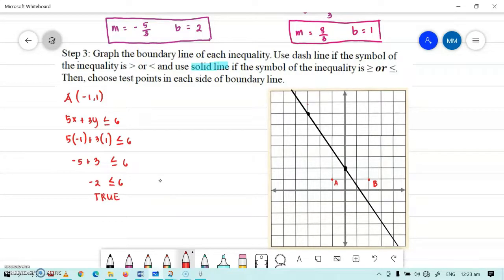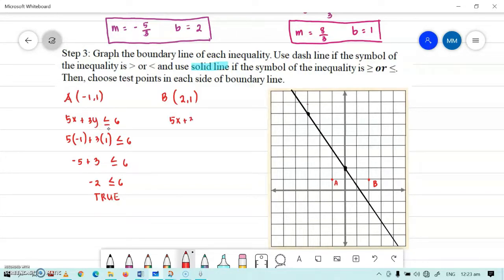Now, let's test point B. The coordinates of test point B is 2 and 1. So we have 2 and 1. So still using 5x plus 3y is less than or equal to 6. Let's check.